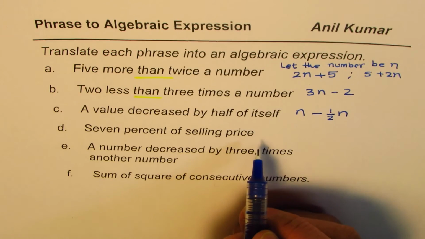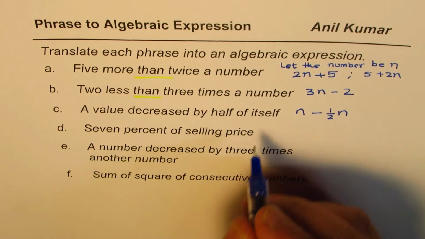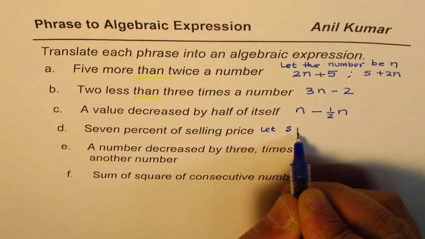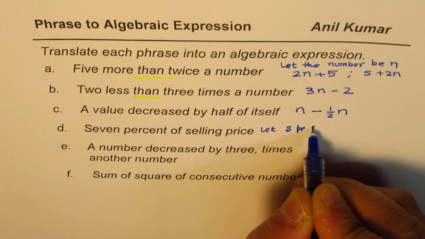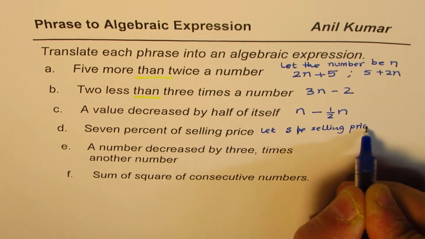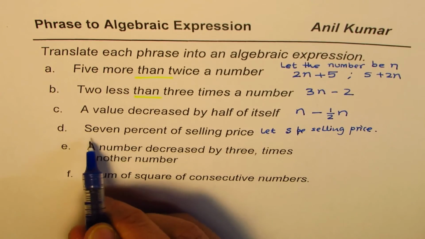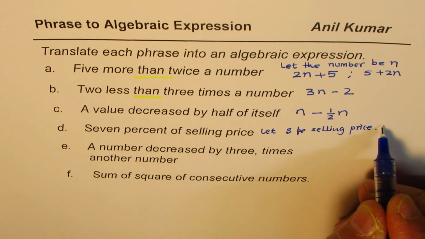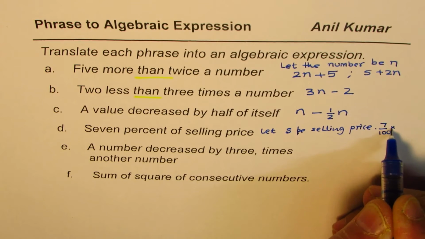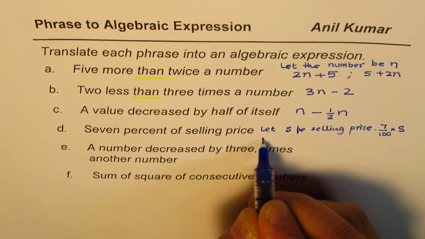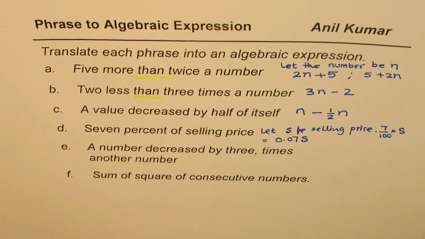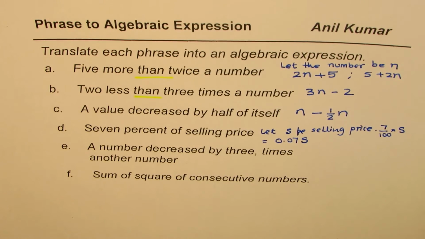7% of selling price. Now here we can say let S be selling price. Sometimes we can just redefine the variable. 7% of selling price will mean 7% means 7 out of 100. Of means times selling price. You would also write this as 0.07 S, right? So that is how you could write this expression.